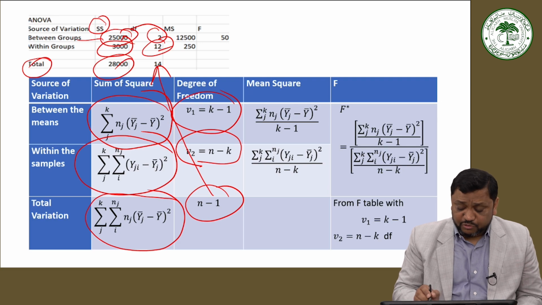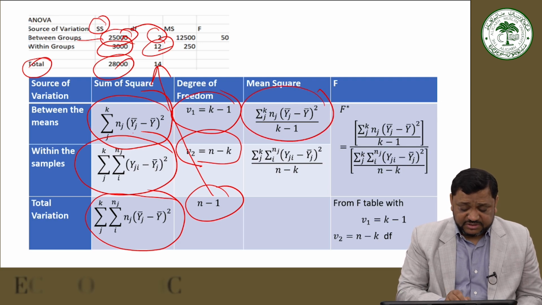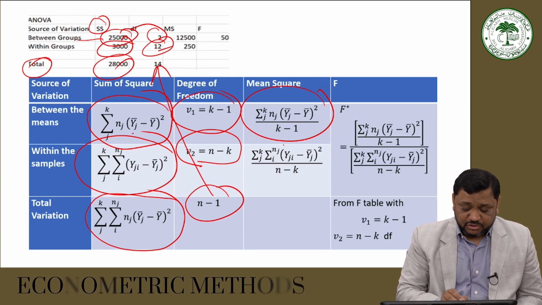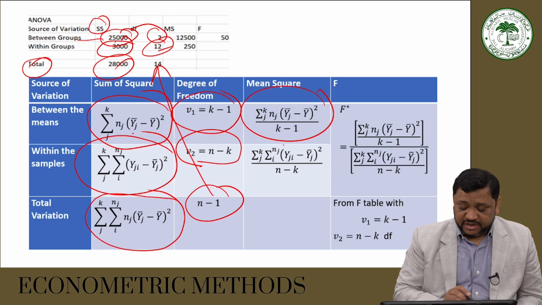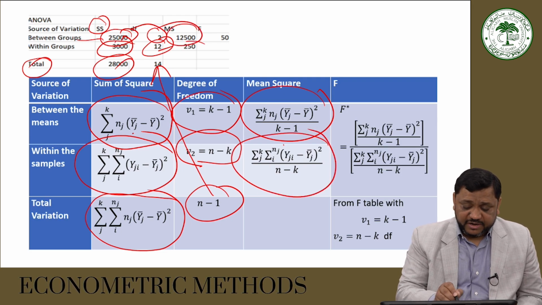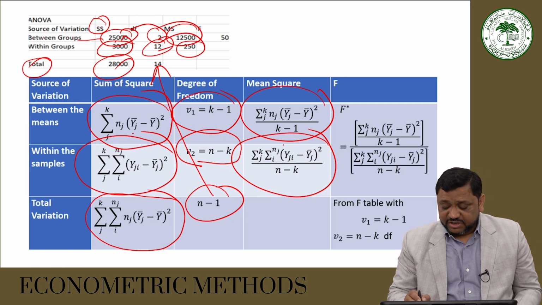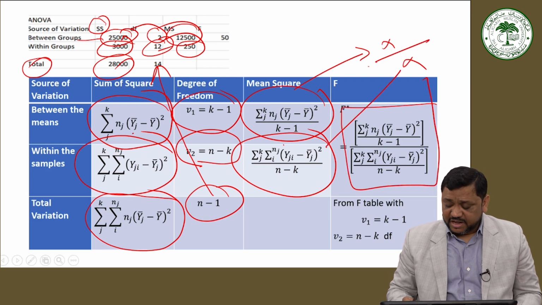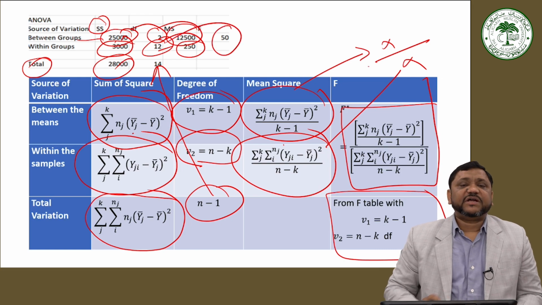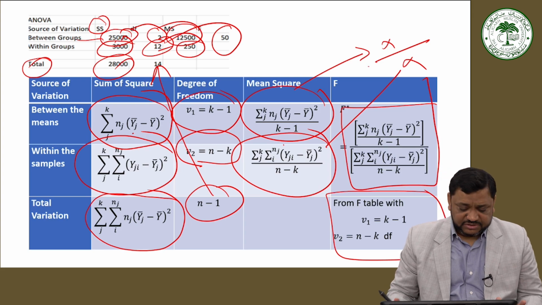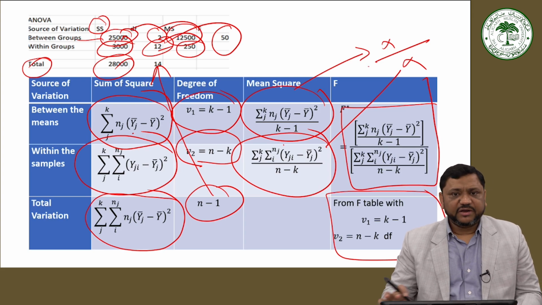Then we use the mean square. You simply take this number divided by k minus 1, so the same number, 2500, gives us 12,500. We use this formula and get 250. Then F statistics is this value divided by this value, and we will check it with the table value. So the F statistic is equal to 50. This is basically how the result given in the Excel sheet can be derived from here.